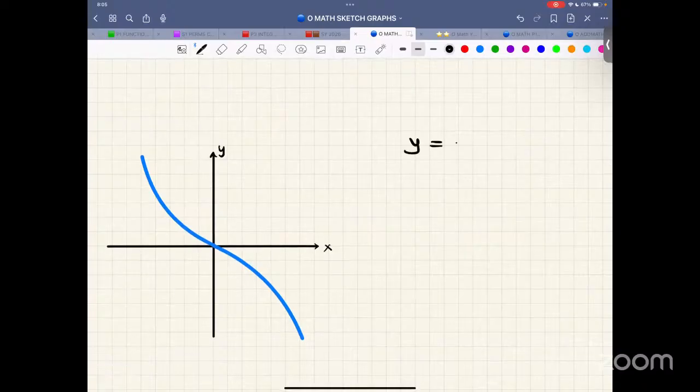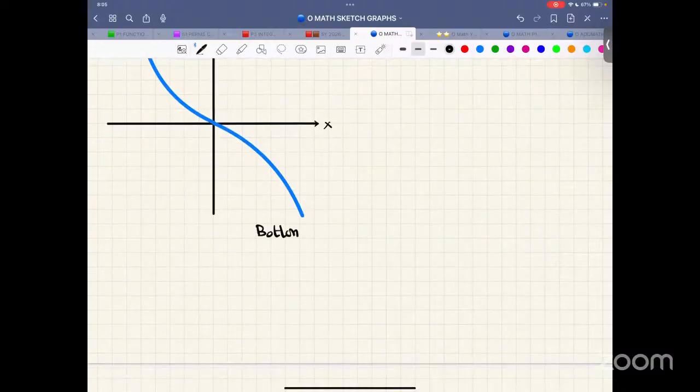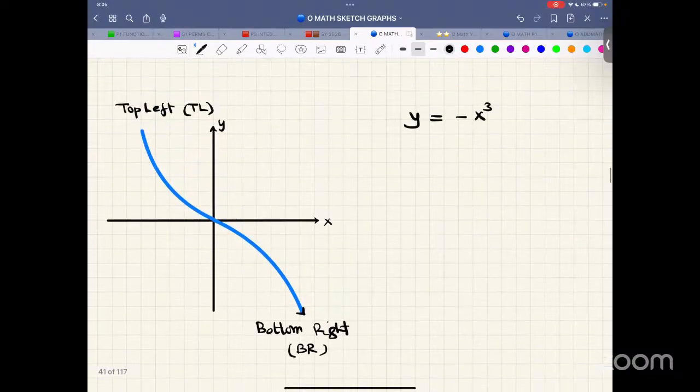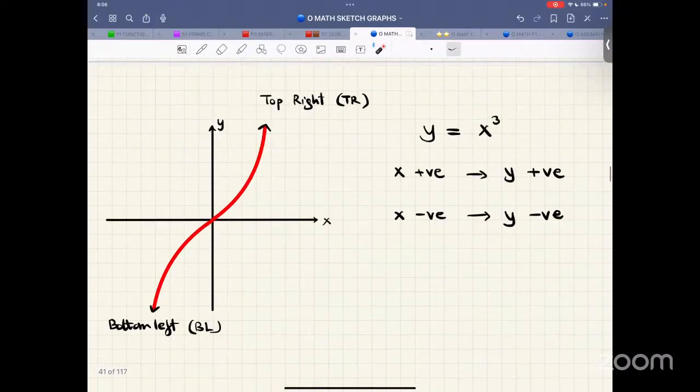Y equals negative of x cubed. This is top left. This is bottom right. Like this, like this. Why? Because when x is positive, y is negative. When x is negative, y is positive. How come? If I take 2, I cube it, that is 8. But because of the minus sign, it's negative 8. So x is positive, y is negative. X is negative, y is positive. That's the two basic ones.